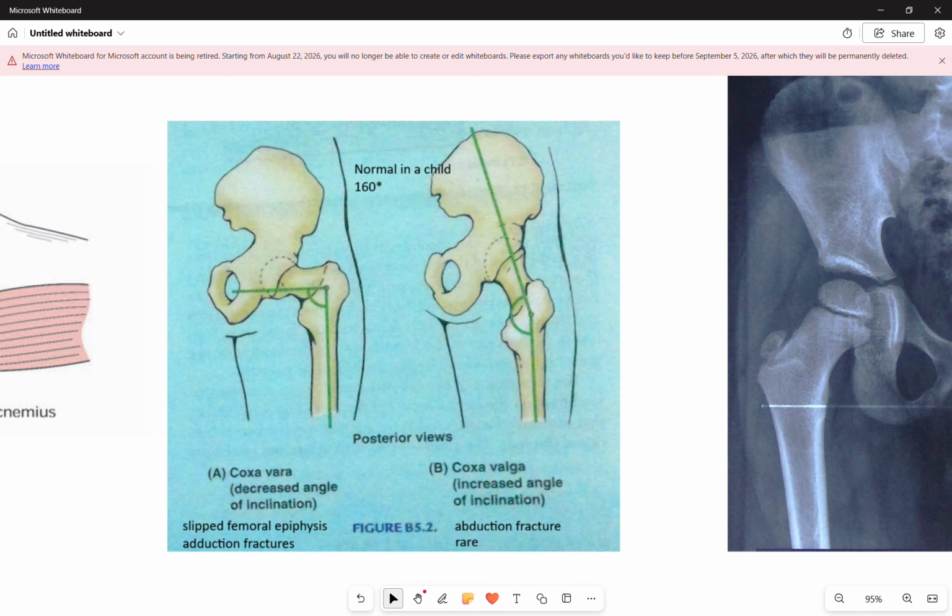And then you have angulation. Normal angulation is 125 degrees, but in a child it's 160 degrees. If the angulation is decreased, that is known as coxa vera. If the angulation is increased, that is known as coxa valga. Coxa vera happens in slipped femoral epiphysis and in adduction fracture, whereas coxa valga, which is increased angulation, is rare, and it usually is in abduction fracture.